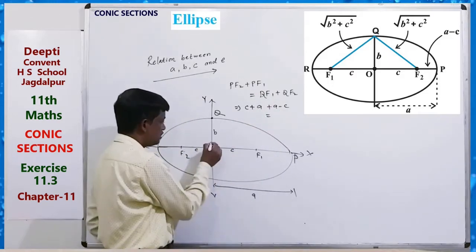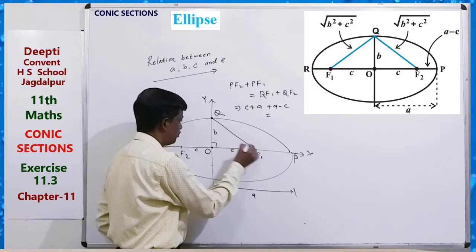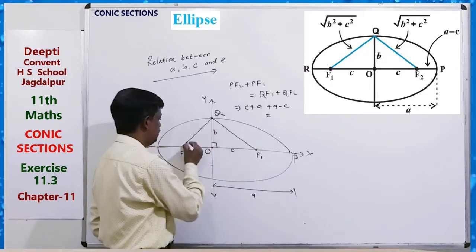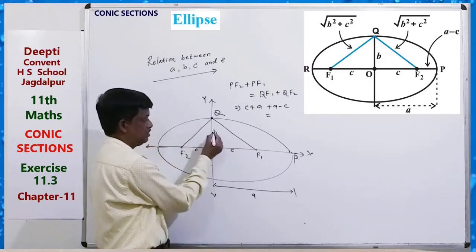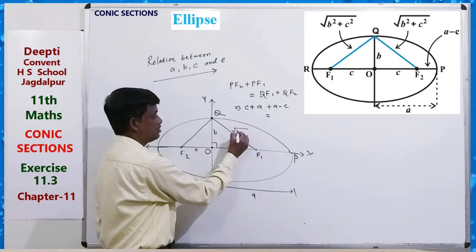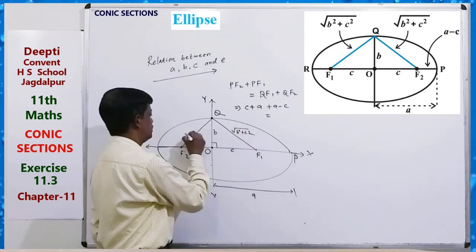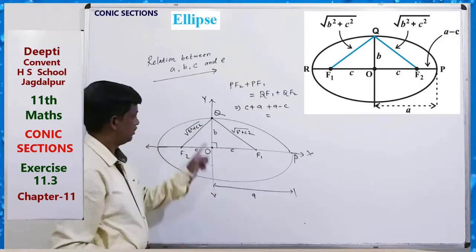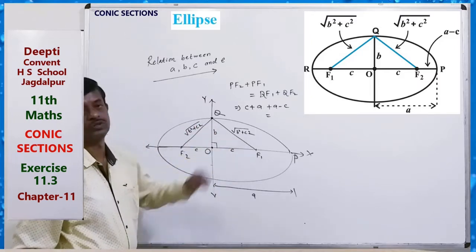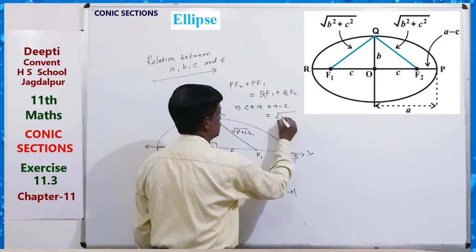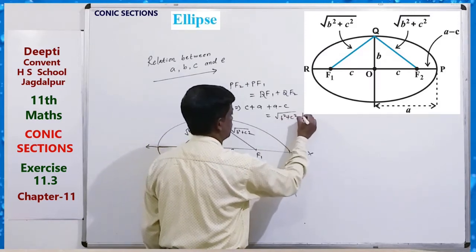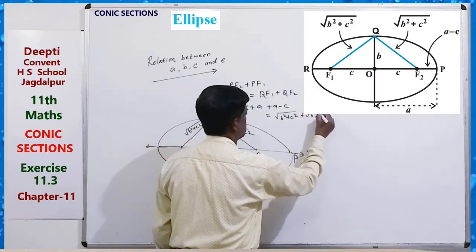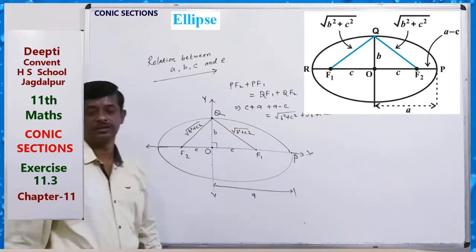So here this angle is 90 degrees, so you can find this value, and also this value. If this side is B and this is C, then this will be the hypotenuse, so root of B square plus C square. This is also root of B square plus C square. So these two distances give root of B square plus C square plus root of B square plus C square. This is the relation.